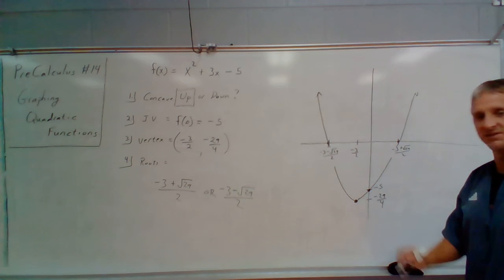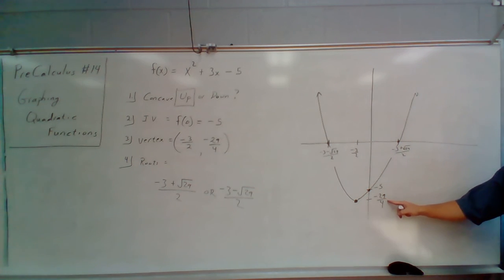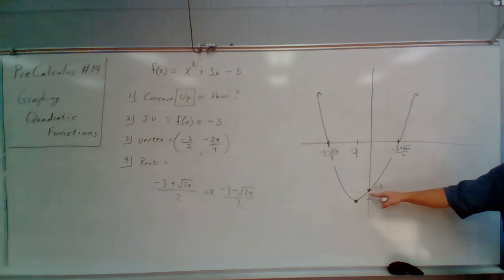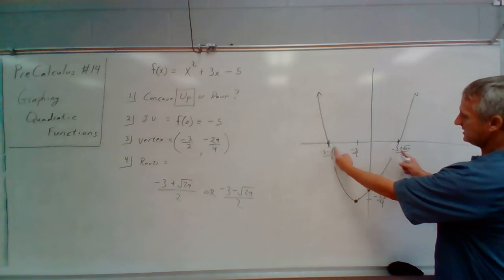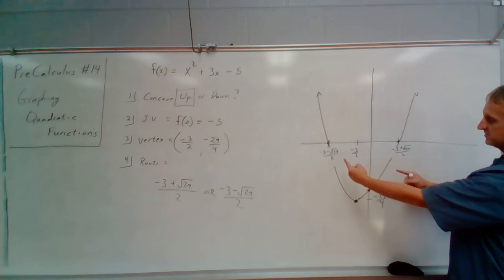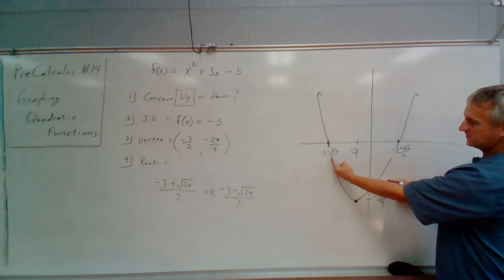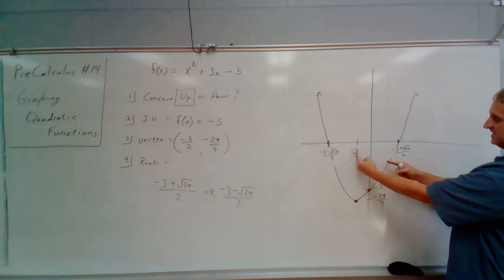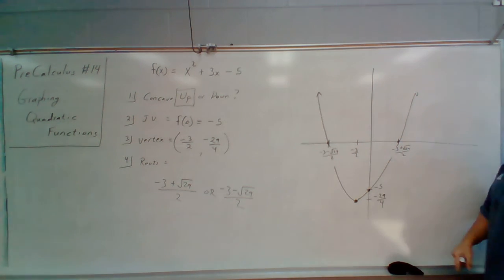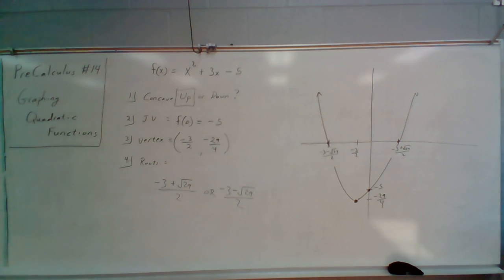Let's make sure that makes sense. Negative 29 over 4, that's around negative 7. Negative 28 over 4 would be negative 7. Negative 5 is just above it, so that makes sense. And my 2 roots are equidistant from the x-coordinate of my vertex. I have negative 3 over 2 minus square root of 29 over 2, and negative 3 over 2 plus square root of 29 over 2. So everything makes sense.